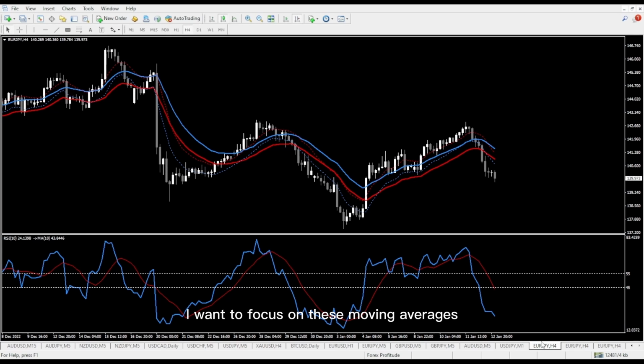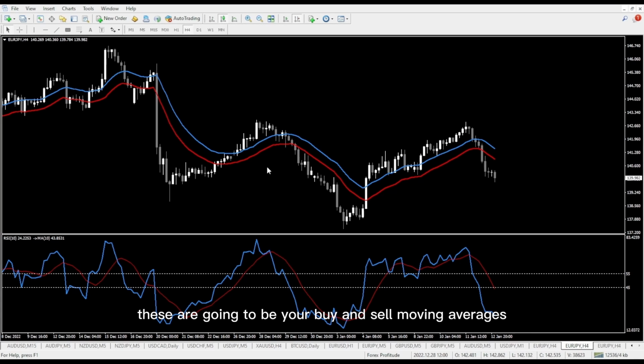So to begin with, I want to focus on these moving averages. There are 4 different moving averages on the chart. And then underneath, we've got an RSI with a moving average. So let's start with these moving averages. Now on this chart here, I've taken away a couple of the different moving averages. And what we're left with is a 20 EMA of the highs, which is the blue one, and a 20 EMA of the lows, which is the red one. These are going to be your buy and sell moving averages. They are going to give us the signals in order to buy and in order to sell.